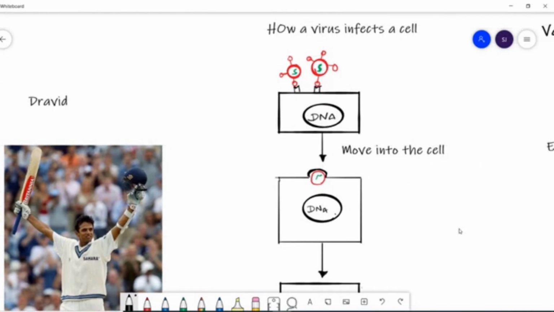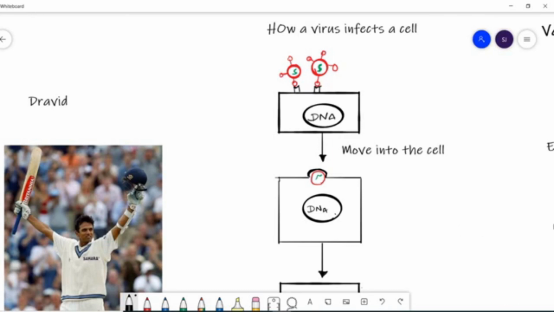So it's like the virus does not have any house of its own. Rather, it comes into our house and it makes use of all the things which are inside our house for the benefit of its own, not for the benefit of us. So how does it do that? Let us see.